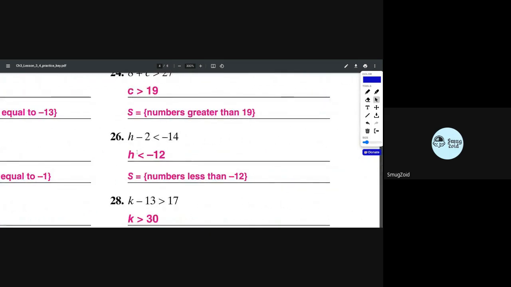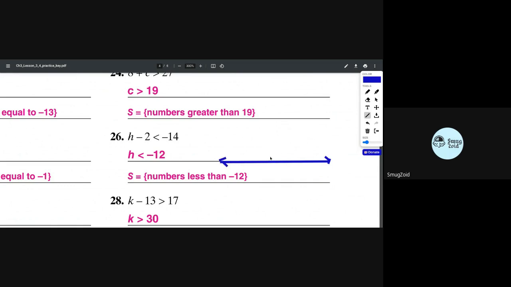It says H is less than minus 12. You should be able to solve these. You just add 2 here, it becomes minus 12, right? And when it comes to graphing, this is where people get a little tricky, and that's why I'm going through it a little bit in detail here.